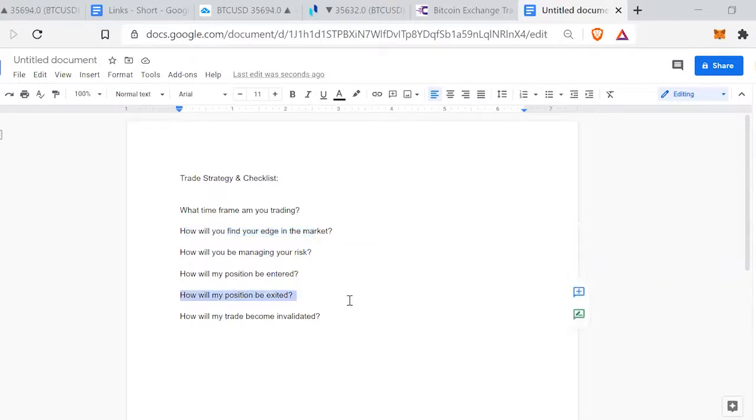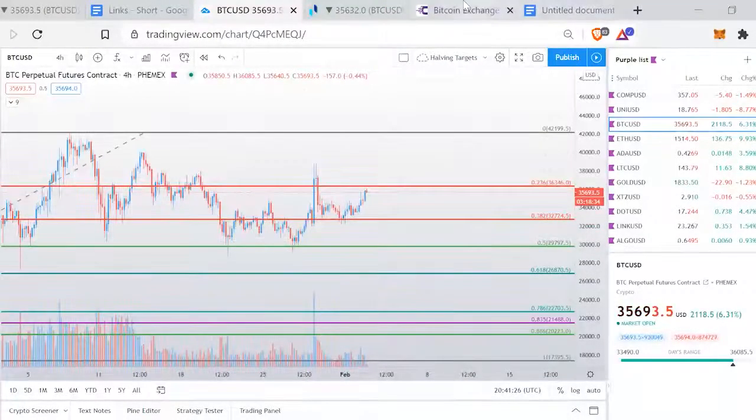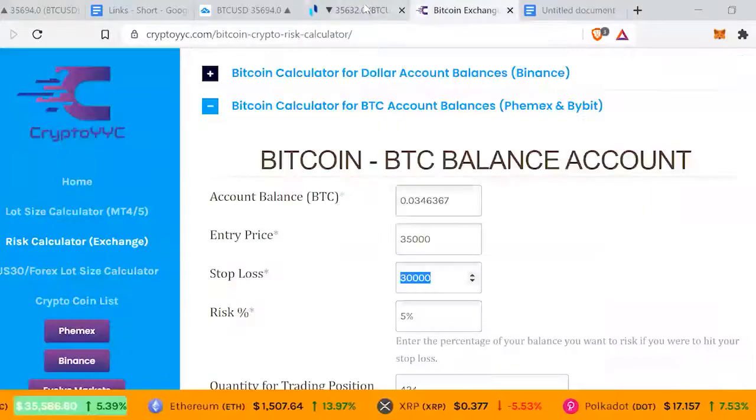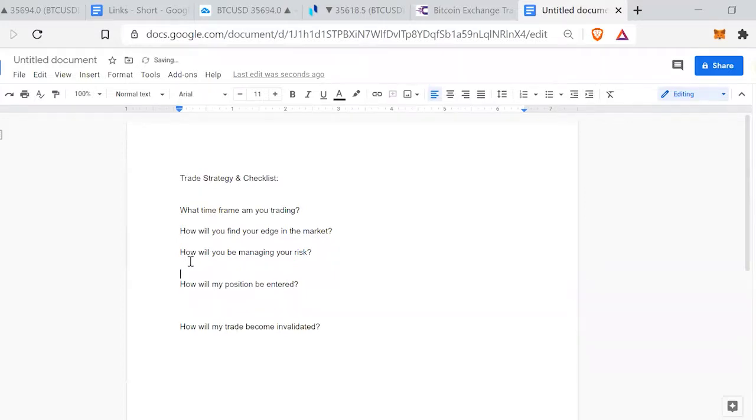So how will my position be exited? This is also something that some people would argue is more important than how my position will be entered. I like to put this question before. So how will my position be exited?